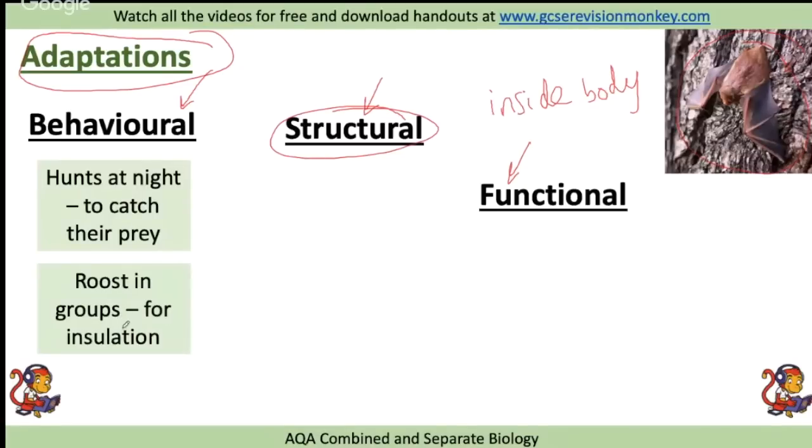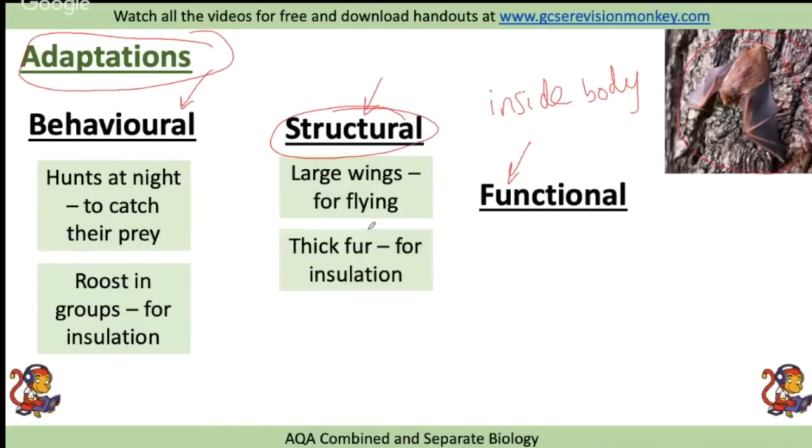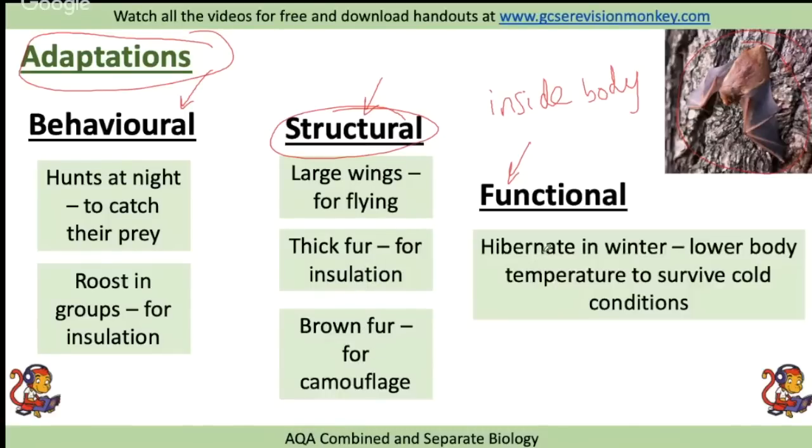It roosts in groups, for example, for insulation. You don't need to get this specific example down, but I'm just showing you how you could answer this type of question. Structural, that's what it looks like. So large wings for flying, thick fur for insulation, brown fur for camouflage. And functional might be something like the fact that it hibernates in winter.